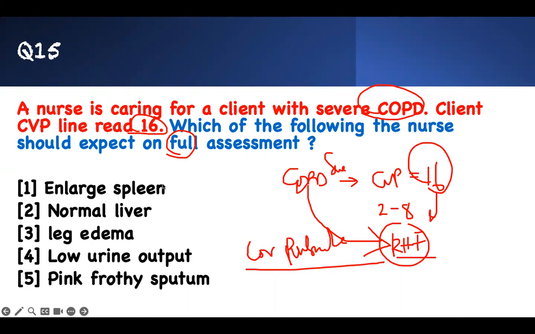Signs of right heart failure: enlarged spleen, right? The liver is not going to be normal. The legs will have edema. Urine output is not going to be affected. That is left-sided heart failure. And the pink frothy sputum is left-sided heart failure. So the only thing you will see is enlarged spleen and leg edema, basically. The spleen is supposed to get bigger. It does not affect urine output because that's left-sided, and the pink frothy sputum is also left-sided. So 1 and 3 are what she expects.